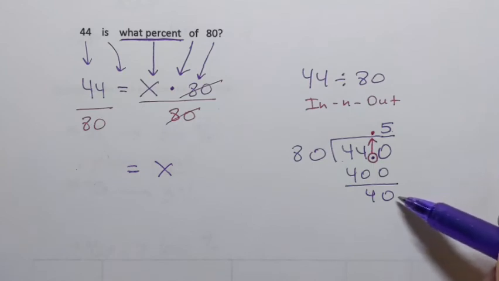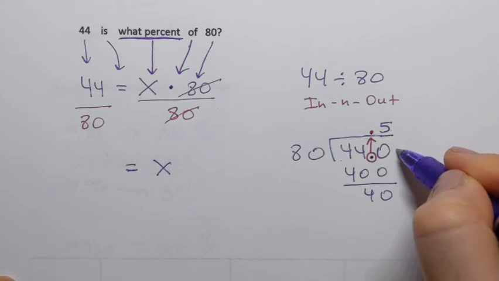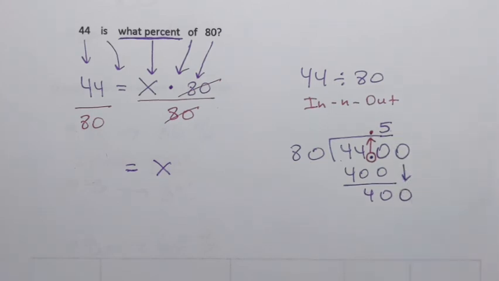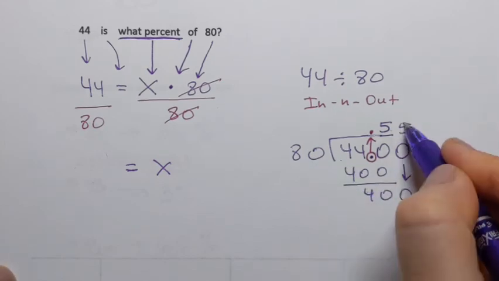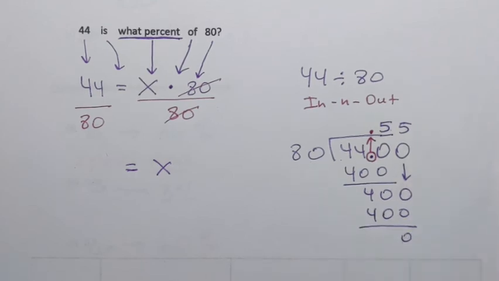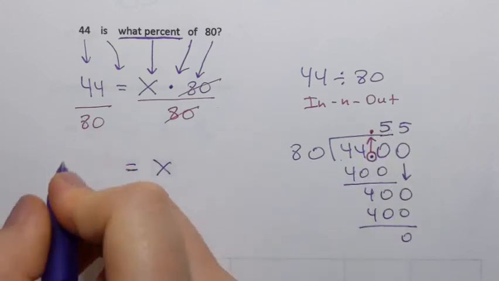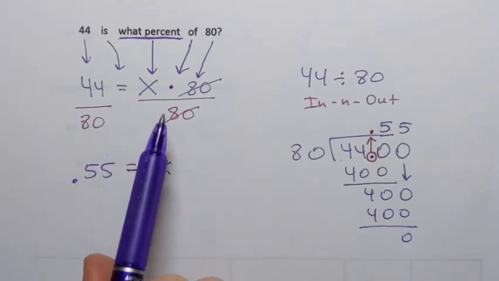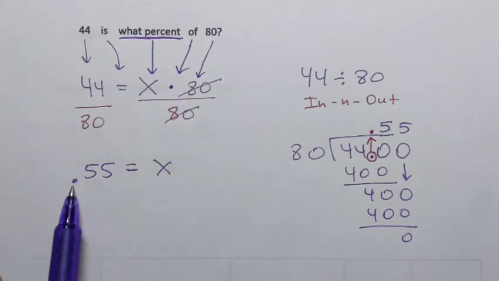And we need to continue dividing since remainder is not 0. But what I'll do, I'll add another 0 at the end, and that's the one I'm going to bring down right here. So it's now 400. 80 goes 5 times into 400. 5 times 80 is 400, and here the remainder is 0. So what answer did we get? We got answer 0.55. So x equals 0.55. Now notice that the question was 44 is what percent of 80, and we got 0.55.